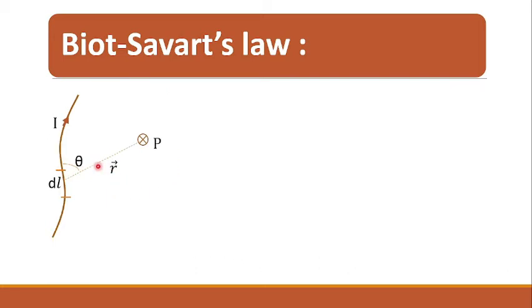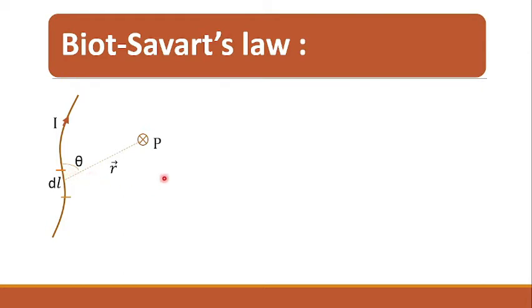To express this law mathematically, let us consider a wire carrying current I. Let dl be the small length element of this wire and point P is taken at a distance r from the center of length element dl. Let theta be the angle between the tangent to the current element, that is the direction of the current, and the line joining the center of the element to the point P as shown in figure.